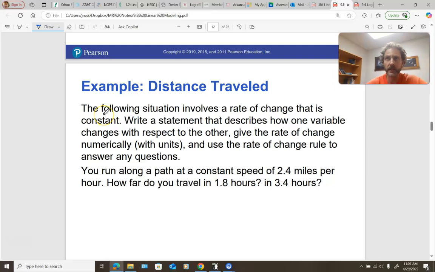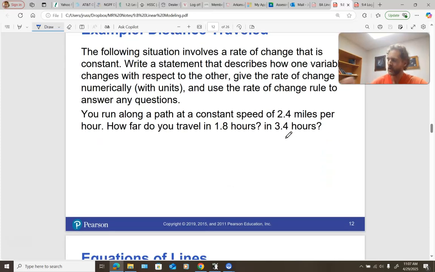If you remember the section on linear versus exponential growth or decay, with exponential growth or decay, the rate of change is not constant. And that's why you get those exponential curves, okay, that get steeper and steeper and steeper. But anyway, it says, write a statement that describes how one variable changes with respect to the other. Give the rate of change numerically with units and use the rate of change rule to answer any questions, okay?